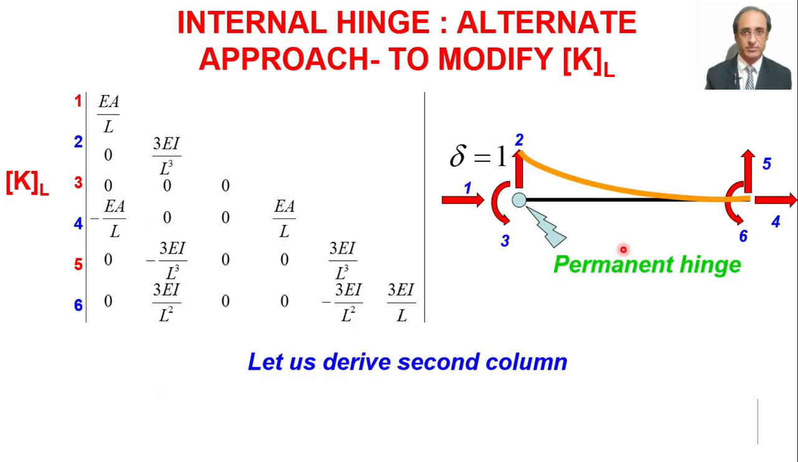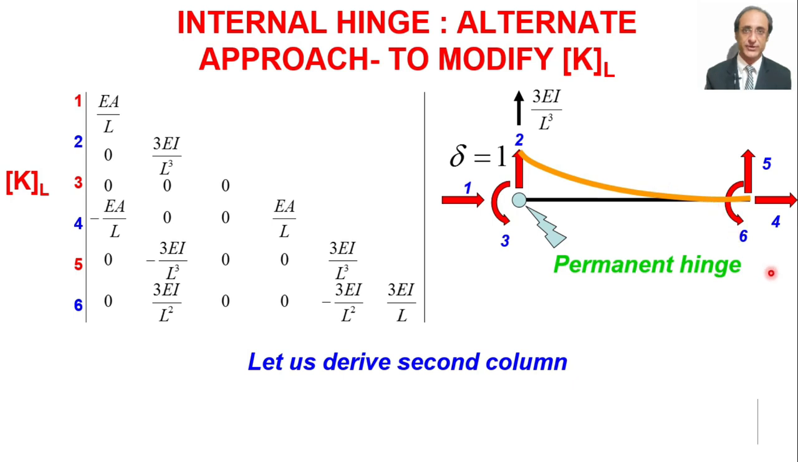So we know that the force required here will be 3I by L cube because the member is bending like a cantilever. So this term is basically K22 by definition. What is K32? K32 is basically the moment developed in this direction, which is supposed to be 0 because we are considering a hinge here. So K32 is 0. Next, K42 will anyway be 0 because it's related to the axial effect, and we have already made the assumption that bending and the axial effects are independent of each other.